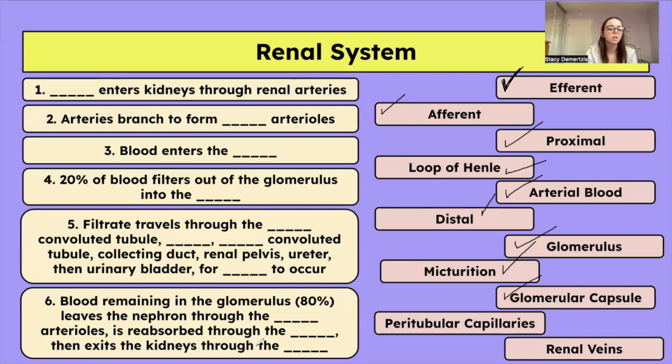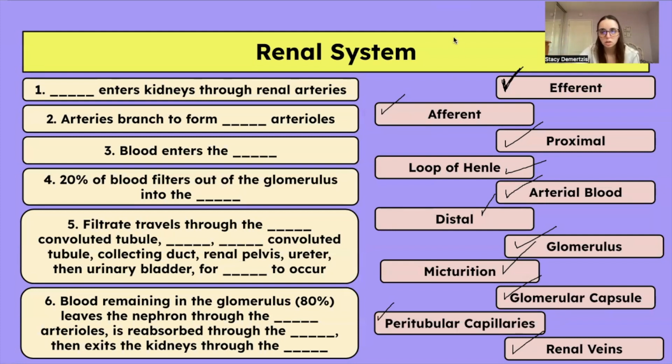So renal veins are going to exit the kidney, because we talked about earlier how this blood is going to exit the kidney through the renal veins and go back to the heart. But there's also another type of vessel that works with reabsorption of this 80% within or around the nephron. Yeah, we have these peritubular capillaries that are around the nephron, and then we have the renal veins that end the job by bringing the blood back to the heart.